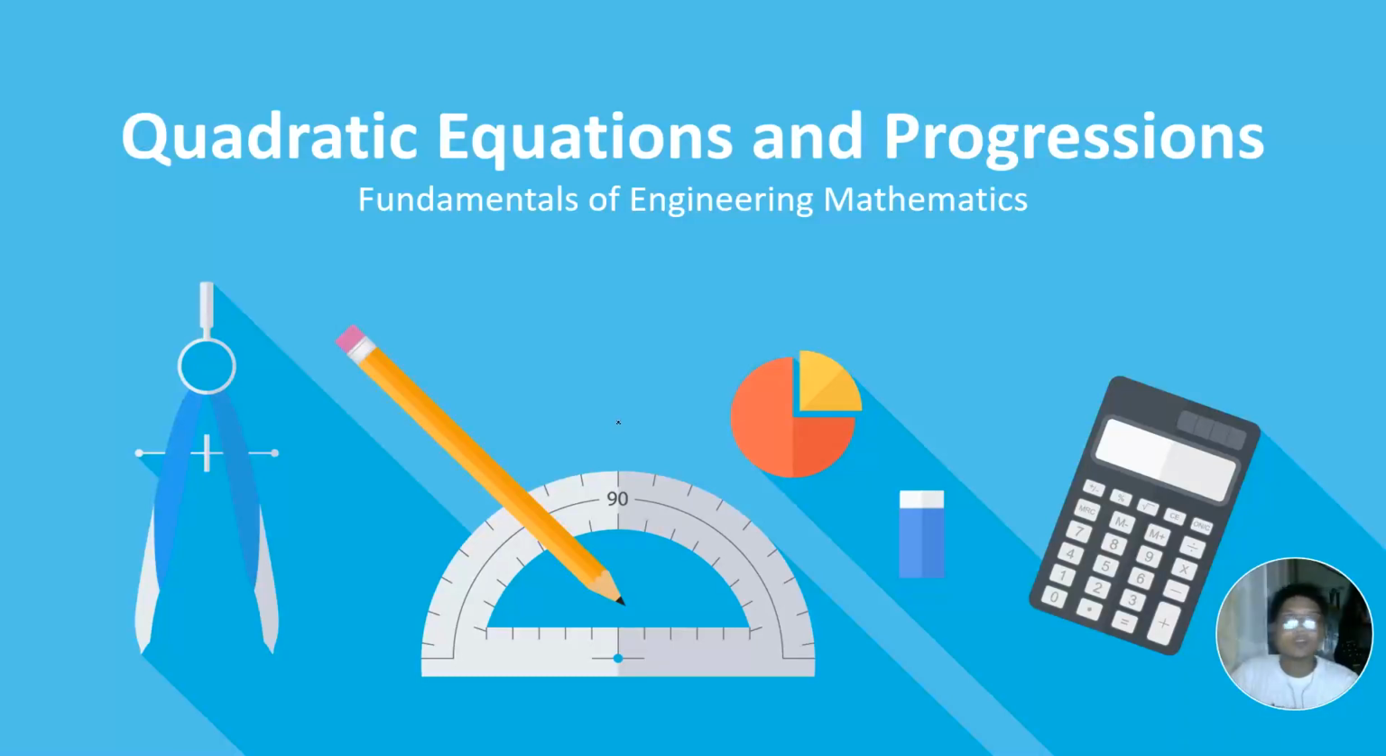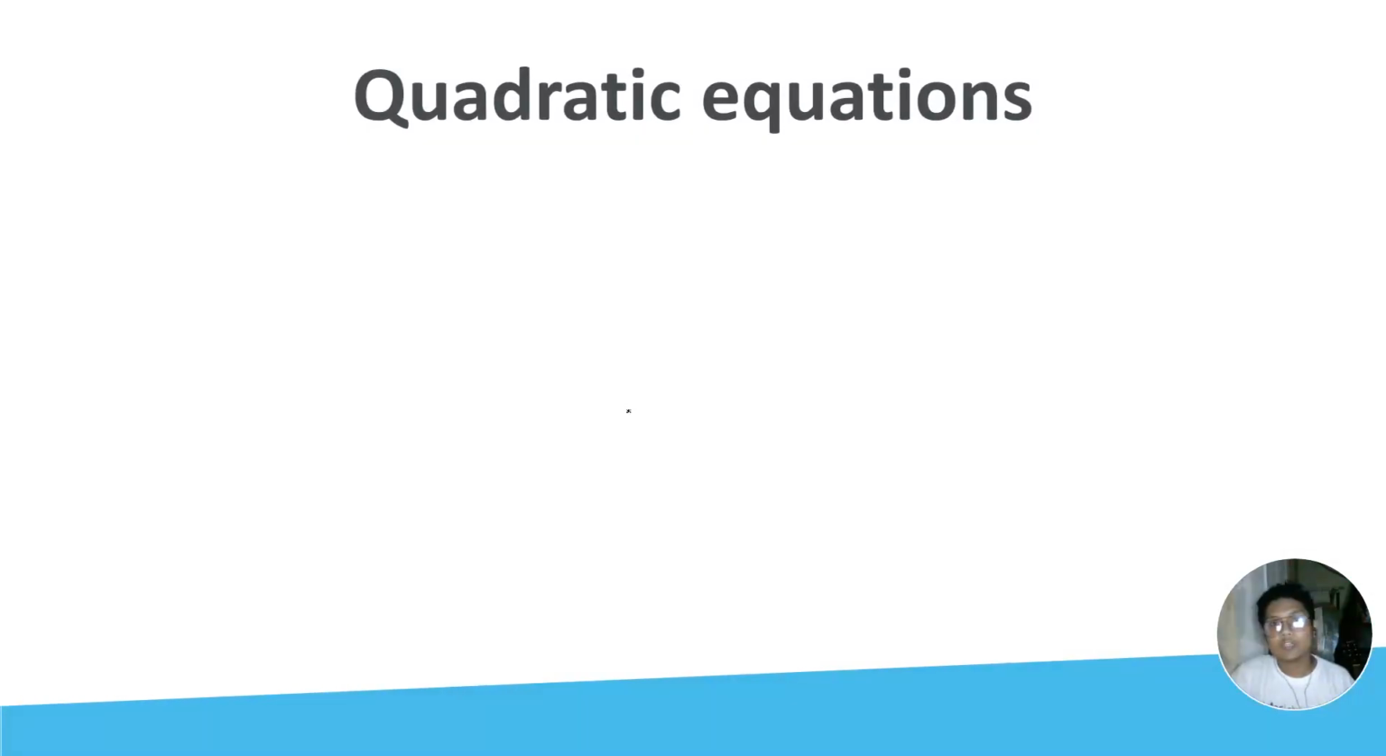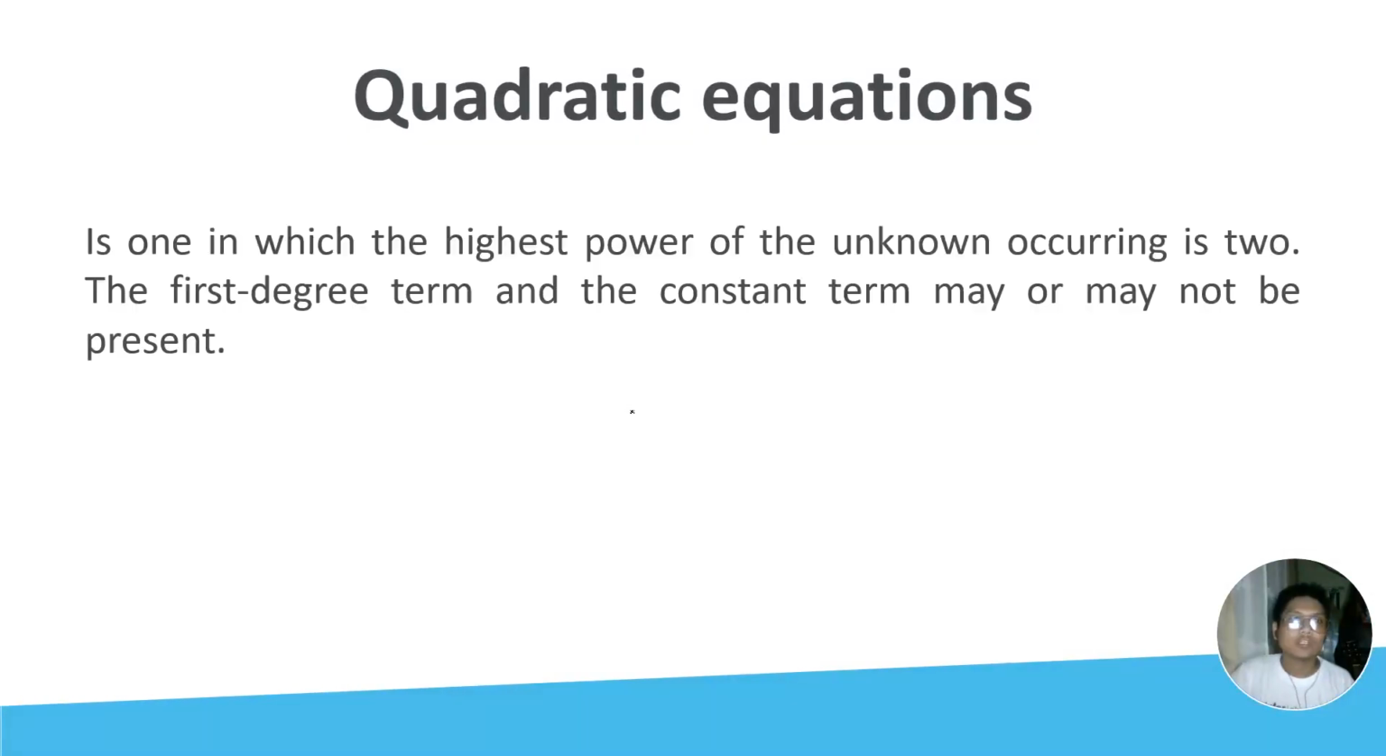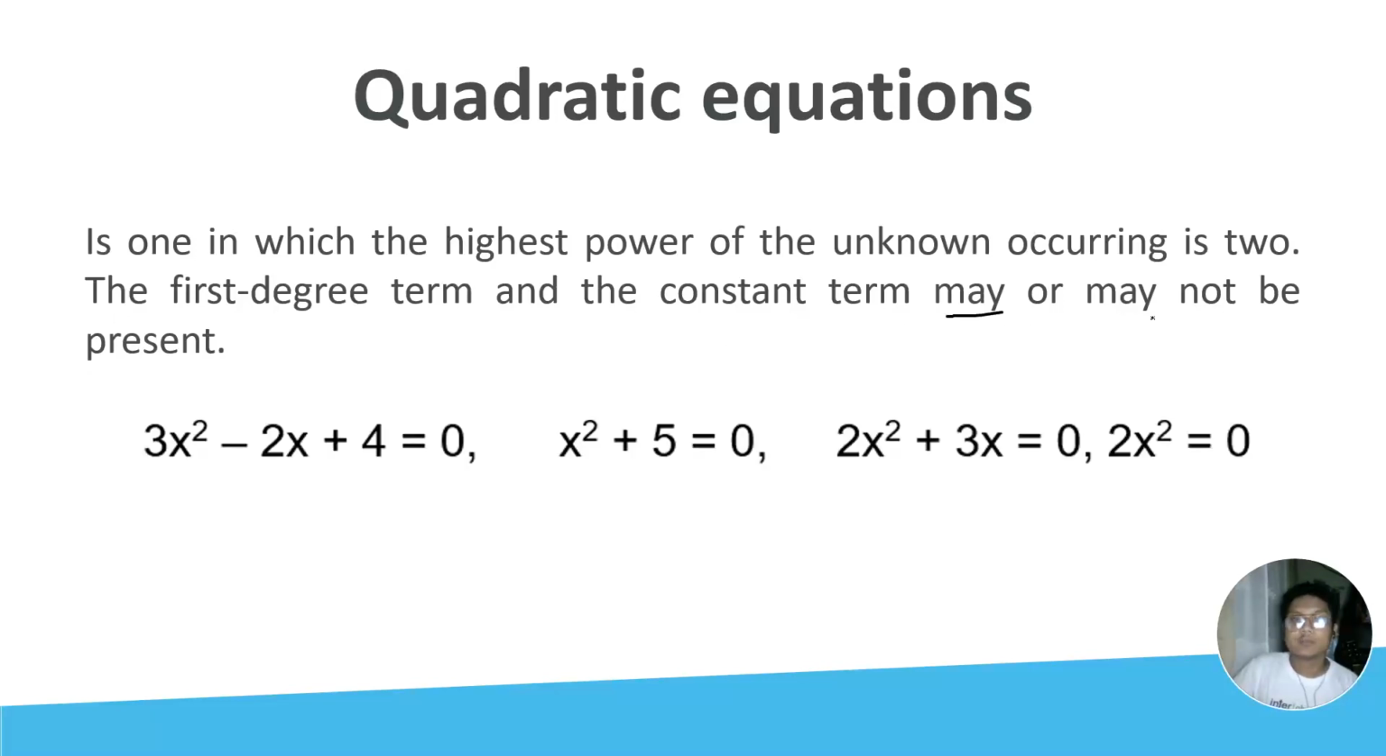Hello, we are now at the last part of the subject algebra. Here we will discuss quadratic equations and progression. So, what is a quadratic equation? It is a second degree equation where the first degree term and the constant may or may not be present.